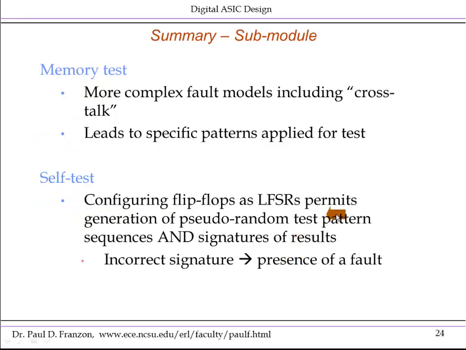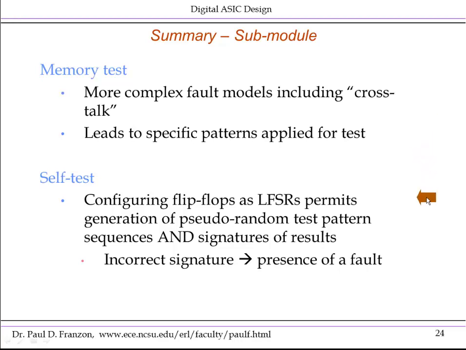So that ends this particular submodule. Again, the main points. Memory testing: since memories are dense, we often have more complex fault models than just simply stuck at 0 and stuck at 1. For example, crosstalk models that detect shorts between neighboring cells. This leads to specific test patterns that read and write exhaustively to the memory.